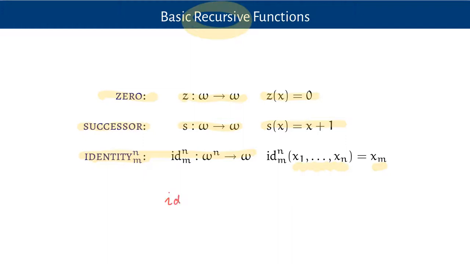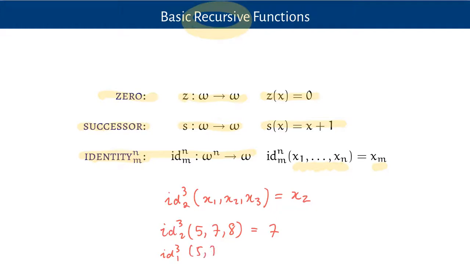So let me give you an example. One ID function is ID 3,2. So this expects 3 inputs, x1, x2, and x3. And what does it do? It returns the second one as an output, ignores the other two things, and just throws them away and returns the second. So for example, ID 3,2 applied to 5, 7, and 8 returns 7, whereas ID 3,1 of 5, 7, and 8 will return 5, and ID 4,1 of 1, 2, 3, 4 will return 1. It's just a bookkeeping device. What's the reason for it? We'll see very soon.